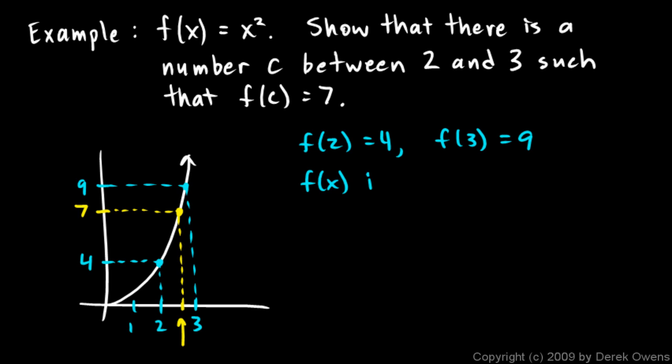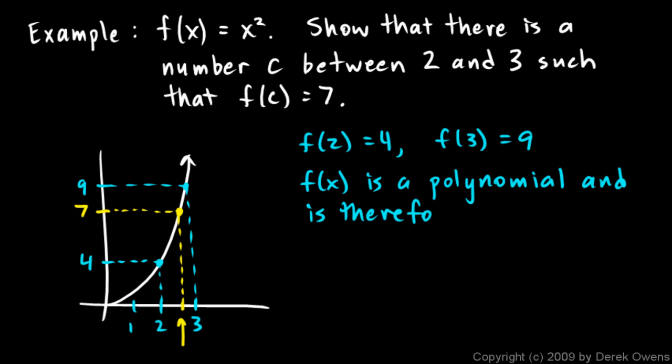f of x is a polynomial, even though it's a very simple polynomial, it's still a polynomial and is therefore continuous. The intermediate value theorem only applies to continuous functions. So f of x is a polynomial and is therefore continuous. So it must be continuous over this interval because it's continuous everywhere.